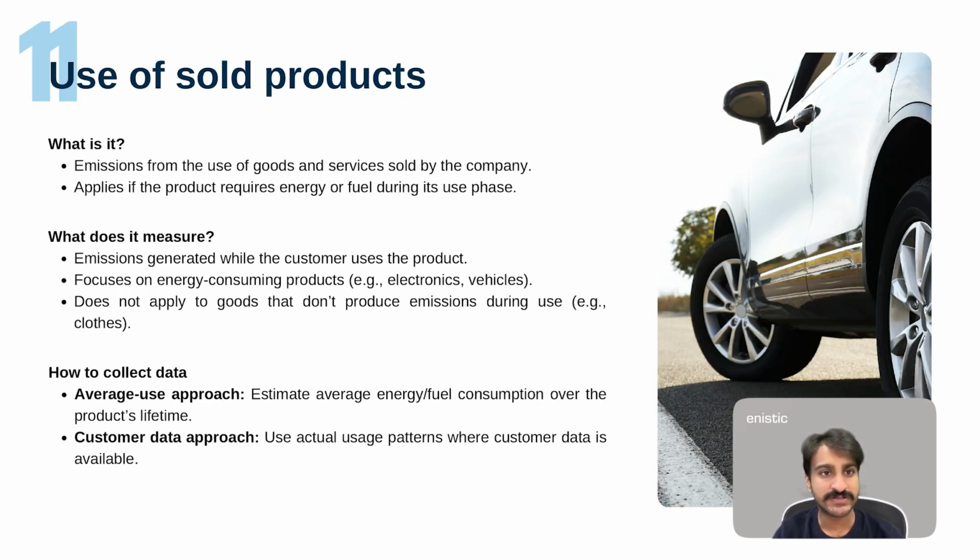Next, we have use of sold products. These are emissions from the use of goods and services sold by the company. It applies if the product requires energy or fuel during its use phase. So it measures the emissions generated while the customer is using a product. Importantly, it only focuses on energy-consuming goods like vehicles or electronics and doesn't apply to goods that don't produce emissions, like clothes. You can collect this data using an average use approach, so estimate average energy or fuel consumption over the product's lifetime. Alternatively, you can conduct a customer survey where you can use actual usage patterns where customer data is available. Cars have started using the latter as data methodologies have gotten more sophisticated.